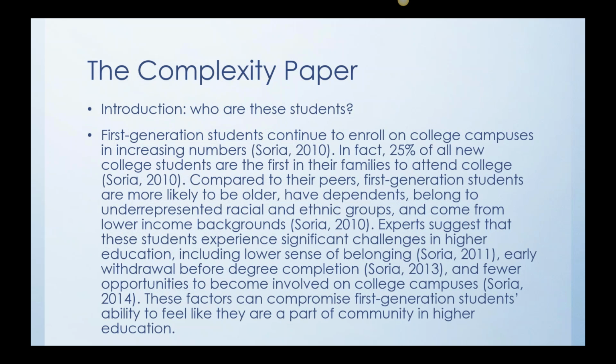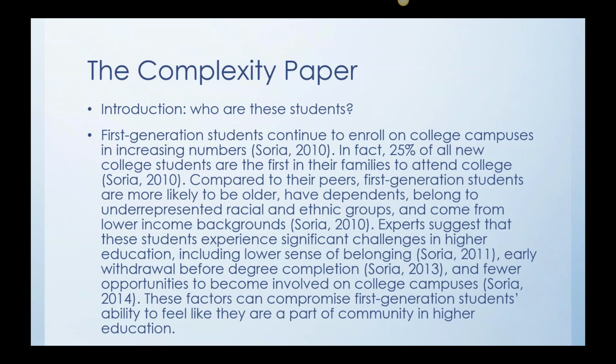So I'm writing about first generation students, and just a note, I made up every one of these citations, but I just did them to show you what that would look like, right? So first generation students continue to enroll on college campuses in increasing numbers. In fact, 25% of all new college students are the first in their families to attend college. Compared to their peers, first generation students are more likely to be older, have dependents, belong to an underrepresented racial and ethnic group, and come from lower income backgrounds.